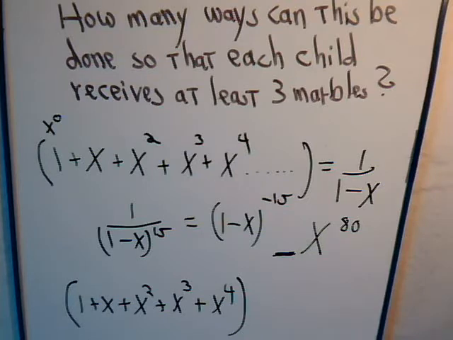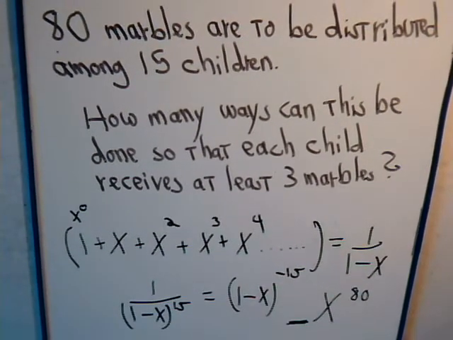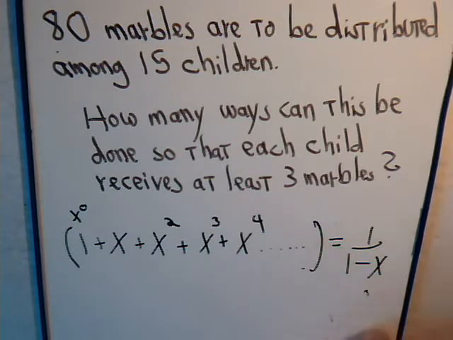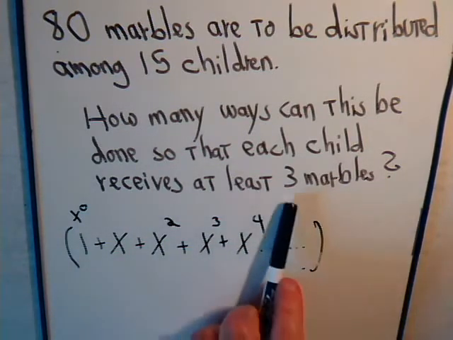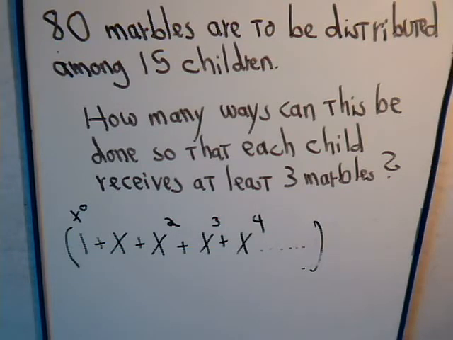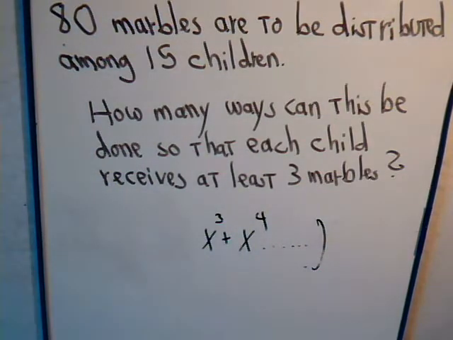But okay, let's go back to our current problem. Here, the problem is stating not just that 80 marbles are going to be distributed amongst 15 children, but each child has to receive at least 3 marbles. So that means that for each individual child, the generating function is not this, it has to start at x cubed.